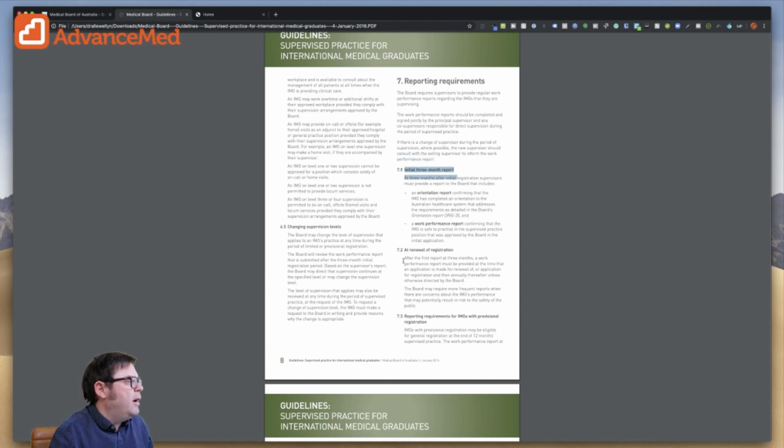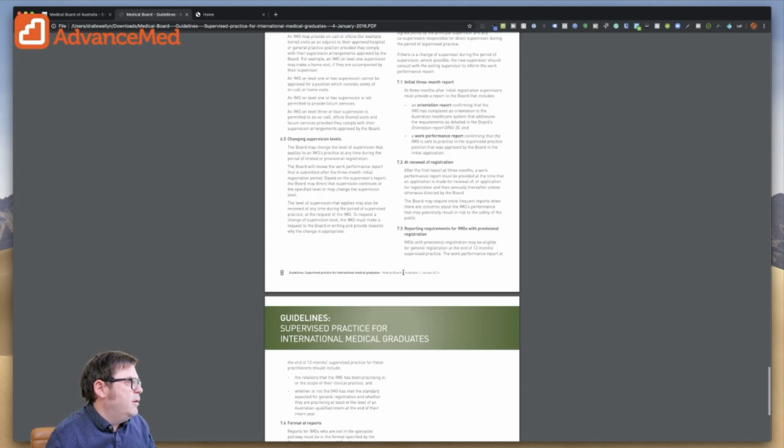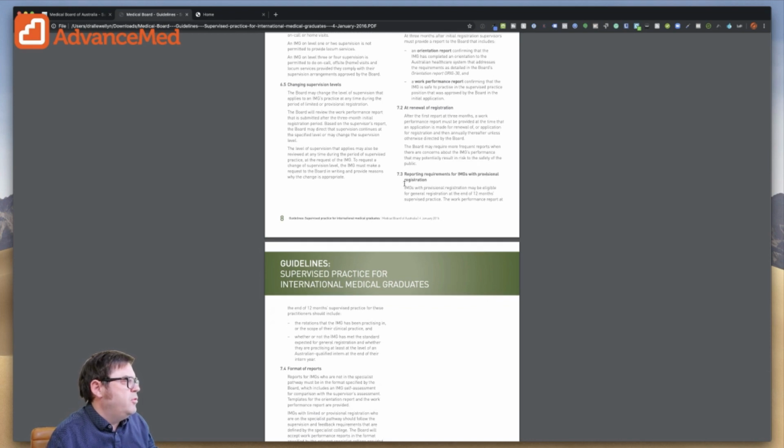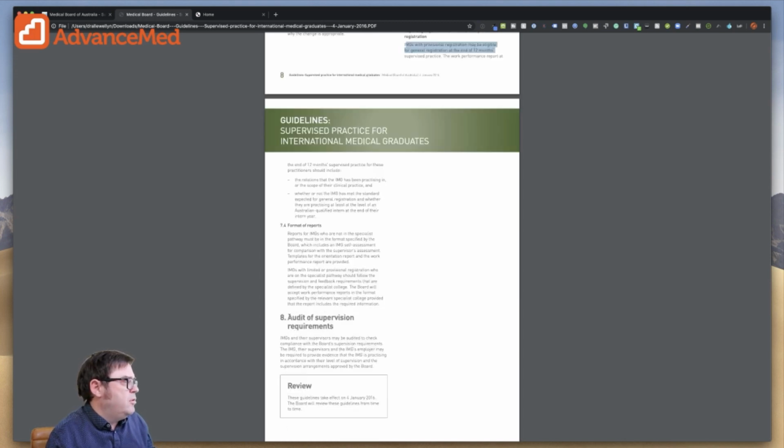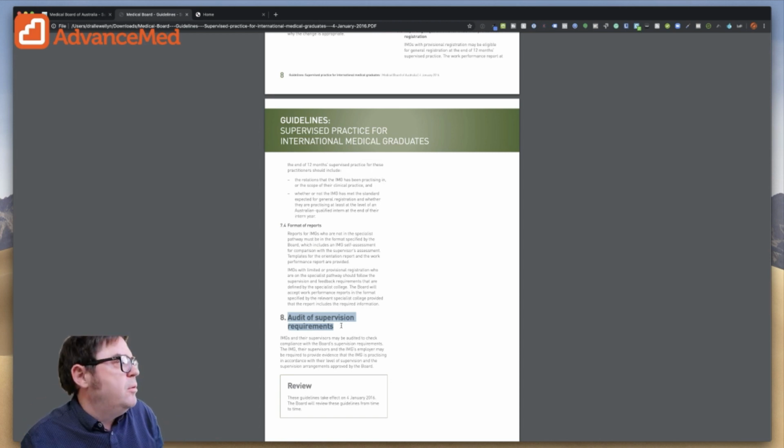Then they talk about after the first report at 3 months, there must be a report provided at the time an application is made for renewal of registration, and then annually thereafter, unless otherwise directed, and that's usually, you're working towards getting off this registration. And then the specific requirements for IMGs with provisional registration, you may be eligible for general registration at the end of 12 months supervised practice, so they look at that, and they audit supervision requirements. So look, that's just a brief snapshot overview of all the supervision requirements.